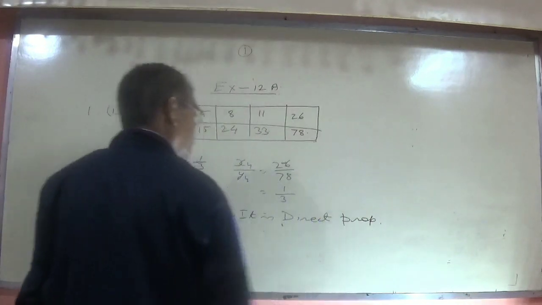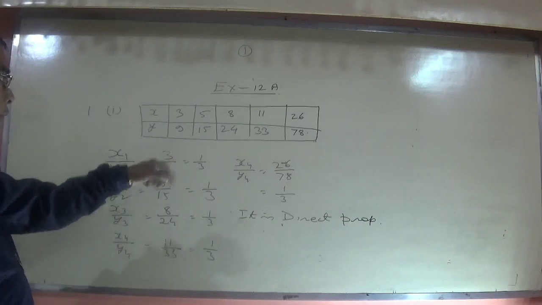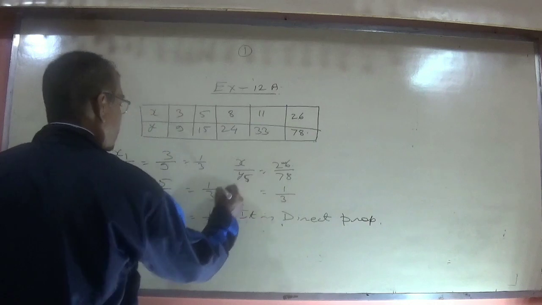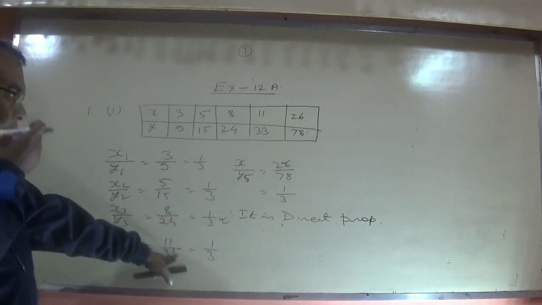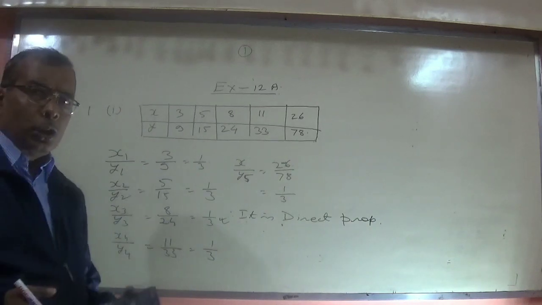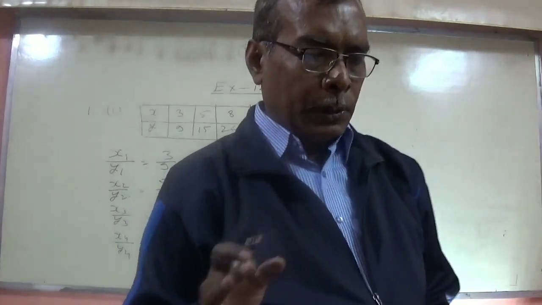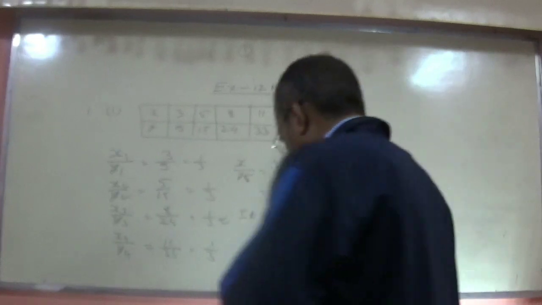So suppose any one of the 5 ratios is not coming equal. Say here, 2 are coming equal but the third one is not, then in that case you should not verify the rest. Because if one of the ratios fails, it means it is not direct variation. This is about this particular question. Now one more question, question number 2.